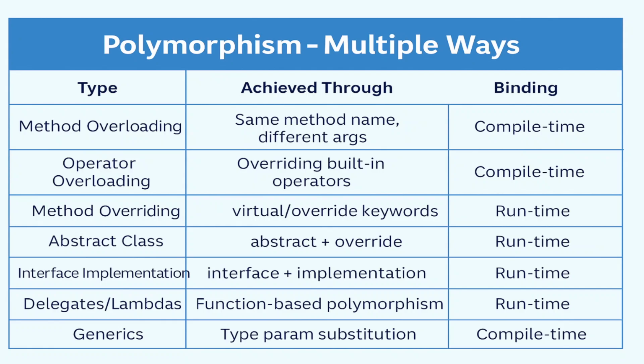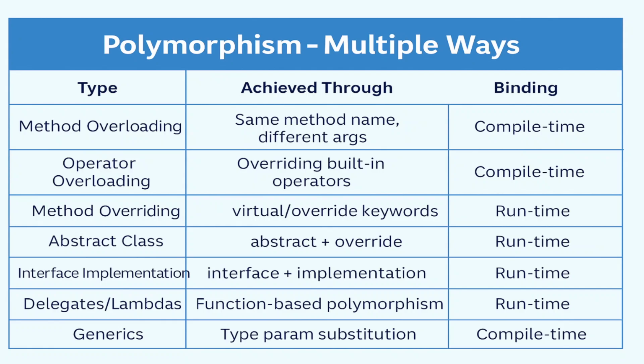Normally you don't use operator overloading a lot, but in case you work with something like graphics classes, some maths like vertex and all those things, that is where people use operator overloading. Abstract class can have abstract as well as non-abstract methods, and wherever you have the abstract methods, you can use override and achieve polymorphism. Since it is override, it is runtime.